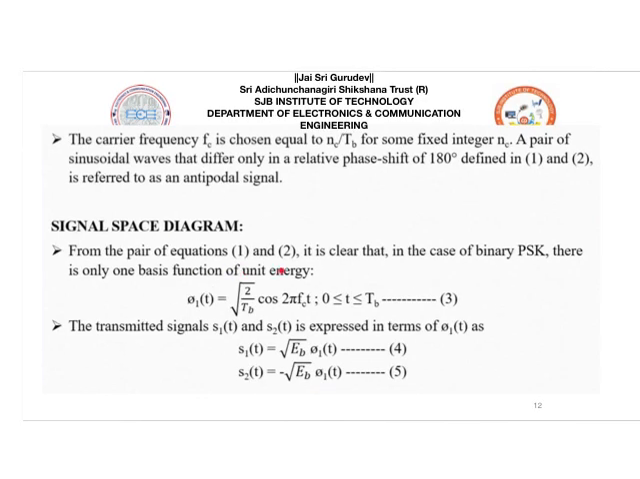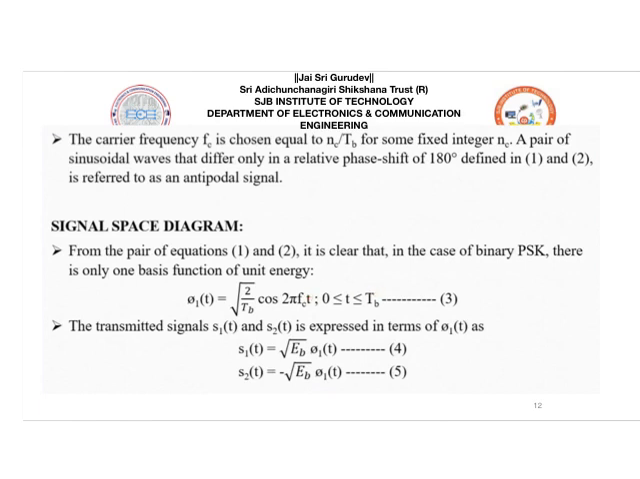From the pair of equations 1 and 2, we came to the conclusion that in the case of binary PSK, there is only one basis function of unit energy, because there are only two values, either 1 or 0. So only one basis function cos of 2 pi fct is sufficient.